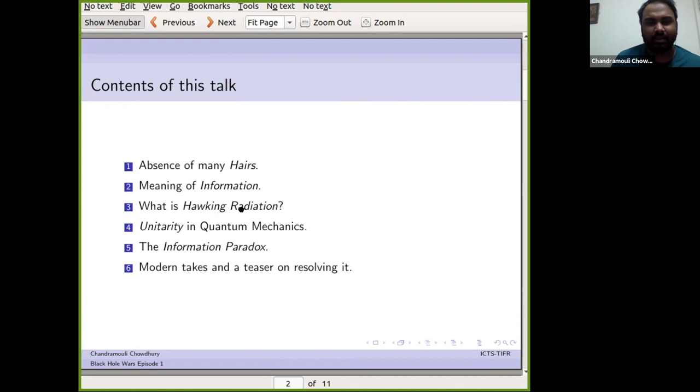And then I'll explain to you what Hawking radiation is. And finally, to build up to the information paradox again, I have to take a small detour and tell you what unitarity is in quantum mechanics. All of these might sound fancy right now, but at the end you'll see that it's really very simple and it can all be explained in one or two sentences. And in the end, I'll try and tell you some ideas of how people have been thinking about attacking the problem. And I think you'll hear a lot more about point six on in the upcoming talks.